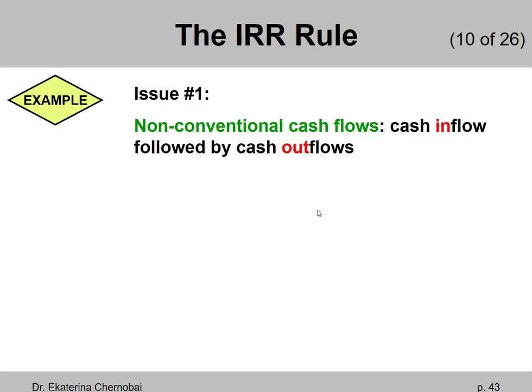Now let's look at a few examples which illustrate some big problems with the internal rate of return approach. Issue number 1, non-conventional cash flows.